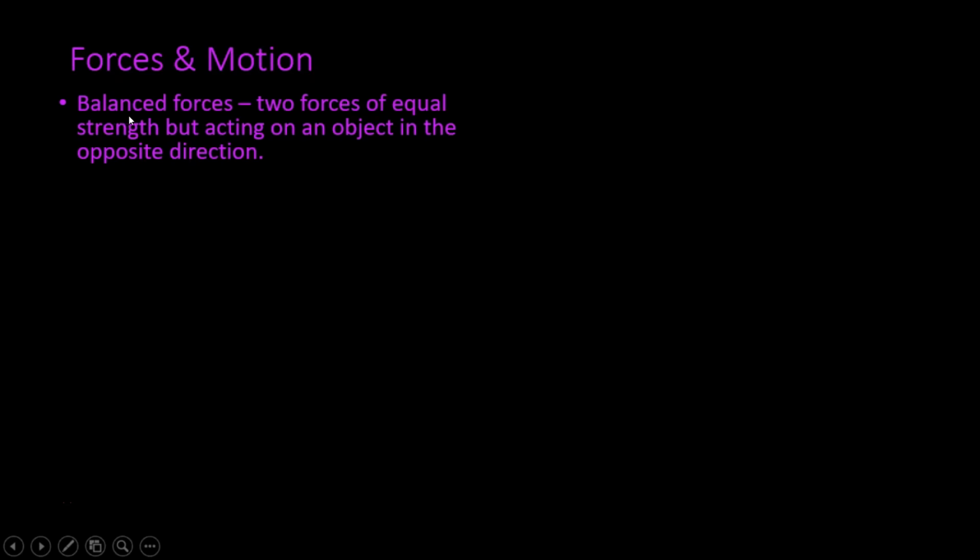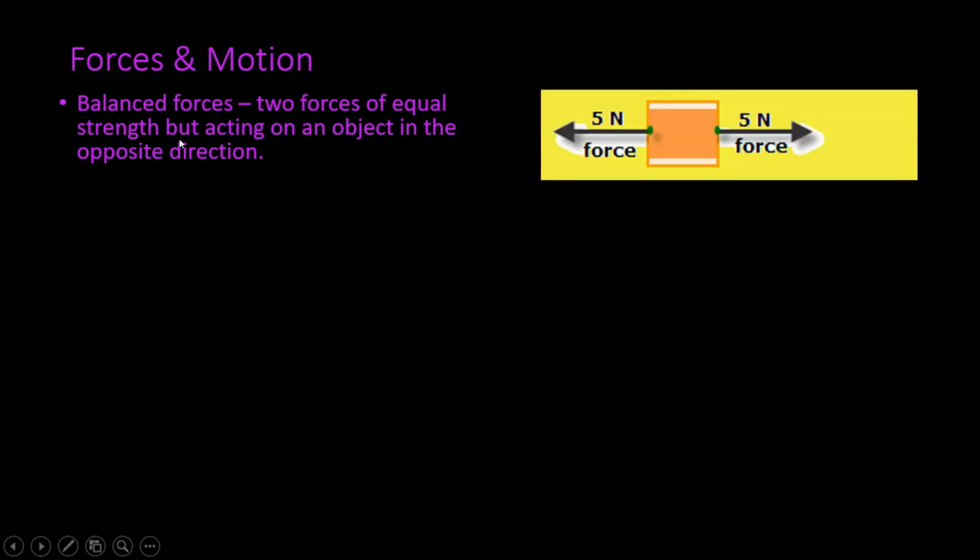There's two general classifications of forces. We have balanced forces, and these are two forces of equal strength but acting in the opposite direction. So notice on this box we have a 5 Newton force. Newtons is just the way that we measure the strength of the force. We have a 5 Newton force pulling to the right, and we have a 5 Newton force pulling to the left. In this case, the forces are balanced. They're equal to each other and opposite in direction.